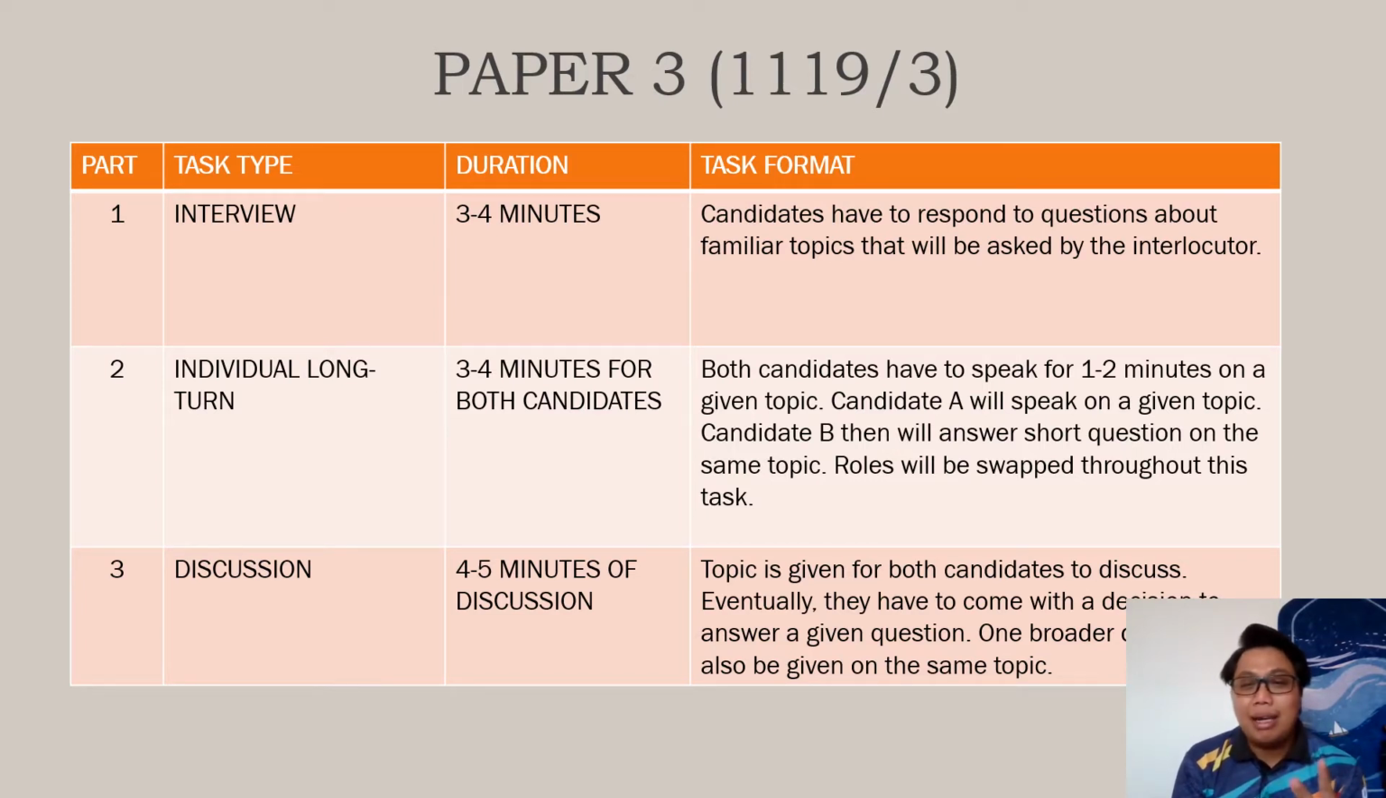The second part is individual long turn. The duration of time is between 3 to 4 minutes for both candidates. Both candidates have to speak for 1 to 2 minutes on a given topic. Candidate A will speak on a given topic. Candidate B then will answer a short question on the same topic. Roles will be swapped throughout this task.